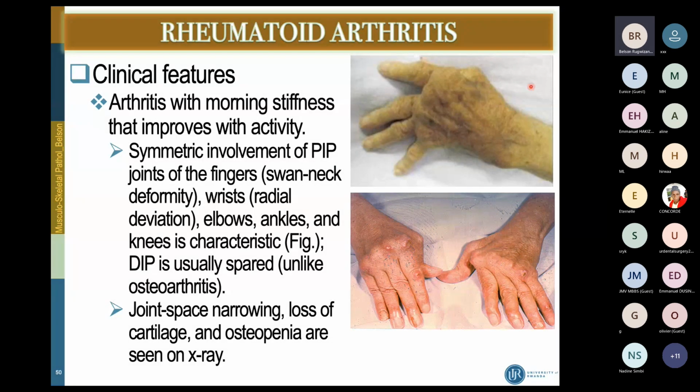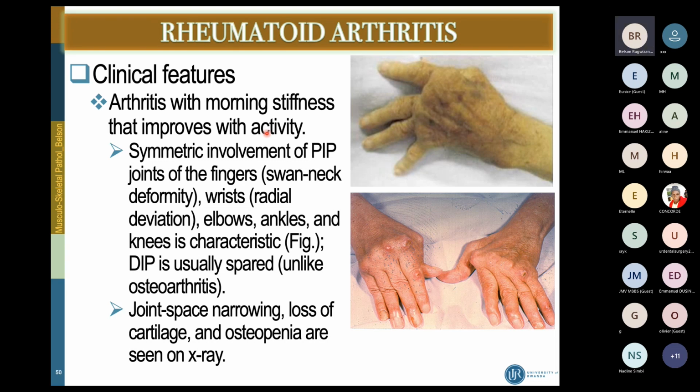So the features: you see the joints, how they are deformed, and they go into extension; you see the fingers bending not medially but externally, on the lateral side. Arthritis with morning stiffness that improves with activity. This means that in the morning the fingers are stiff, and if the person stays still it worsens, but if they use them it improves during the day, and then the next day they go back to that struggle.